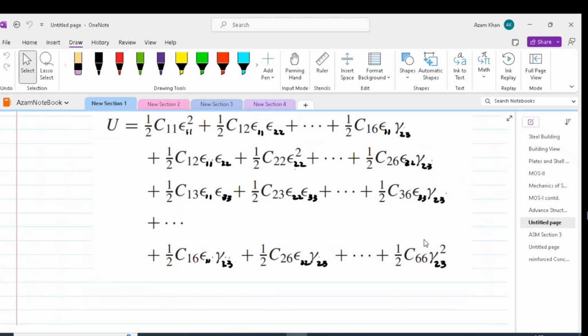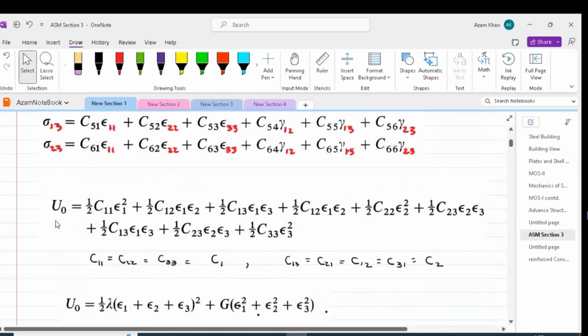For the case of isotropic material, depending on the principal strains, we can reduce this equation to something shown on the screen over here, which says that the strain energy density is equal to half C11 epsilon 1 square plus C12 epsilon 1 epsilon 2 plus half C13 epsilon 1 epsilon 3 plus half C12 epsilon 1 epsilon 2 plus half C22 epsilon 2 square plus half C23 epsilon 2 epsilon 3 plus half C13 epsilon 1 epsilon 3 plus half C23 epsilon 2 epsilon 3 plus half C33 epsilon 3 square.